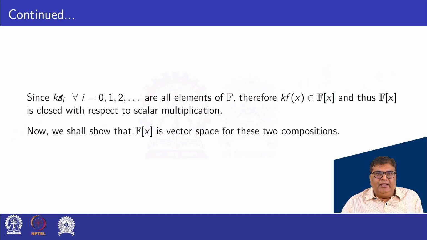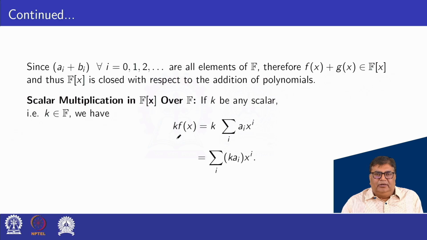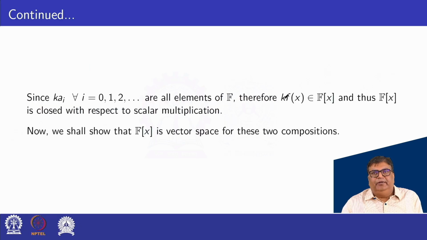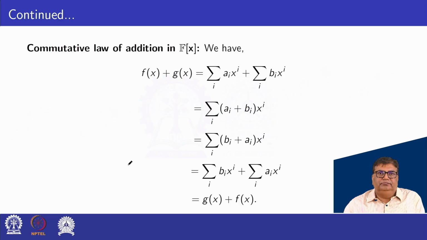Since k and a_i are elements of F, that is scalars, therefore kf(x) belongs to F[x], and thus F[x] is closed with respect to scalar multiplication. That means scalar multiplication of an element, a vector, gives a vector. Here kf(x) is an element of F[x]. Now we shall show that F[x] is a vector space for these two compositions.